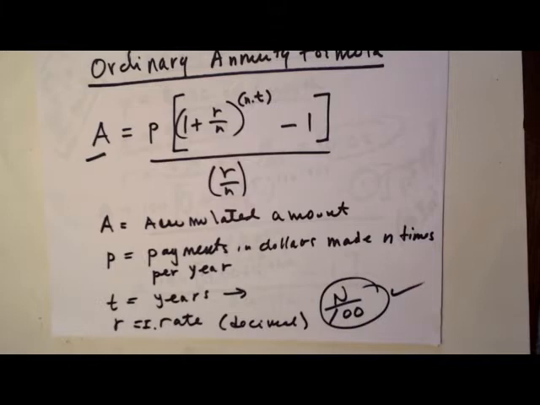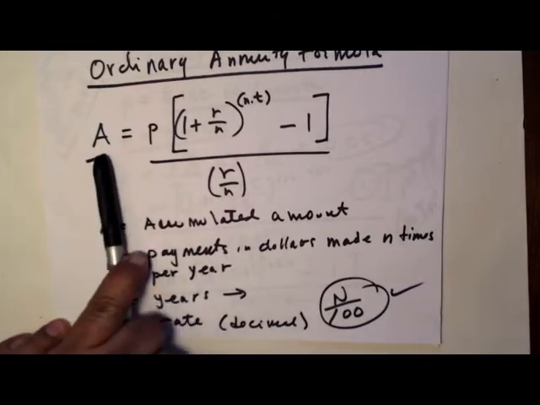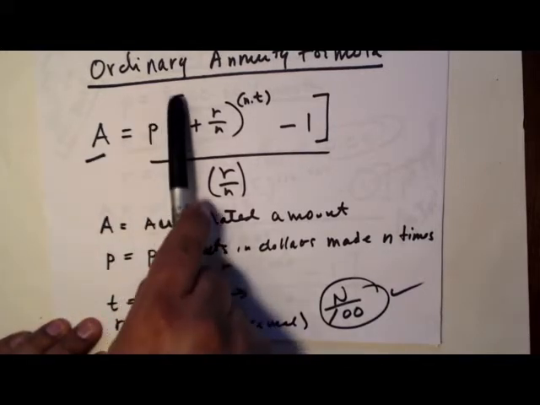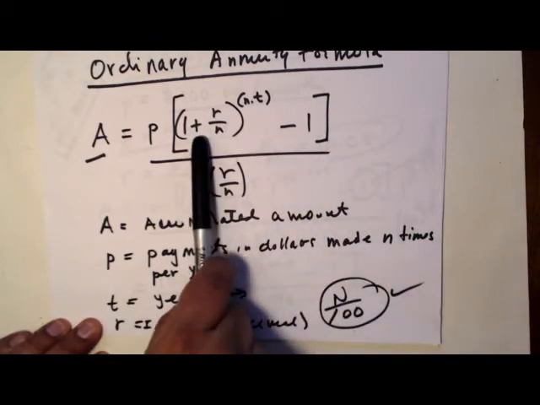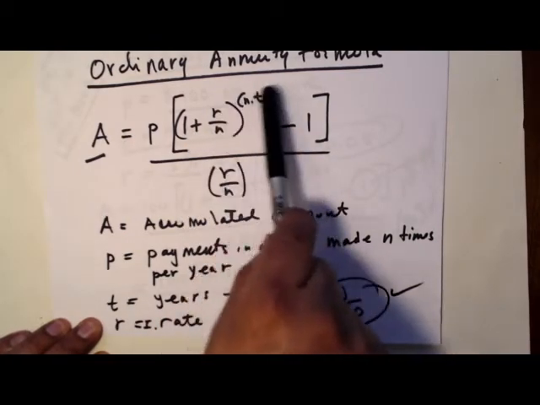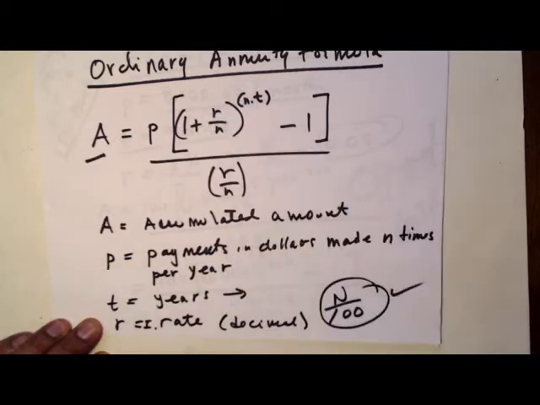We're going to continue now using the formula for ordinary annuity. We have our amount, the principal. We have this bracket here, 1 plus R over N raised to the NT. R is the rate, N is the number of payments made. The T is in years, minus 1.